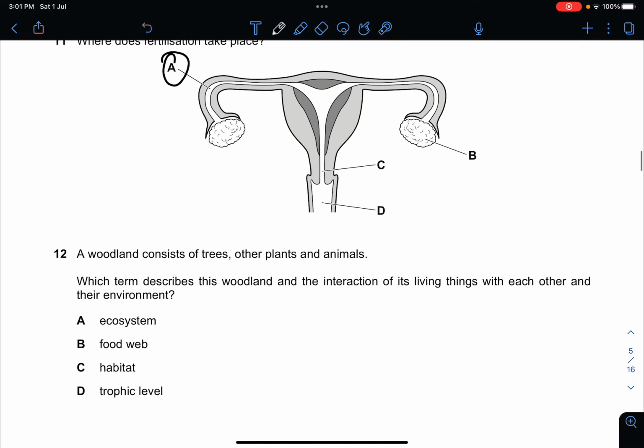A woodland consists of trees, other plants, and animals. Which term describes the woodland and the interaction of its living things with each other and the environment? I mean, this is between population and the environment. So this would be ecosystem.